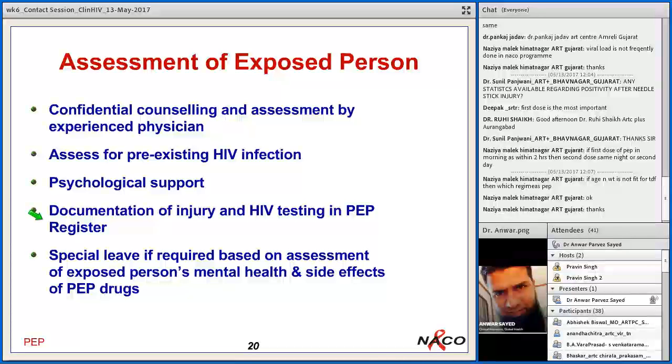If age and weight are not fit for TDF, which regimen should be used for PEP? If you are not able to give tenofovir because of weight, you should use zidovudine in place of tenofovir. But if it is because of renal toxicity, you should use abacavir. Similarly, if you are not able to use efavirenz, you should use protease inhibitors, as we saw in the previous slide.